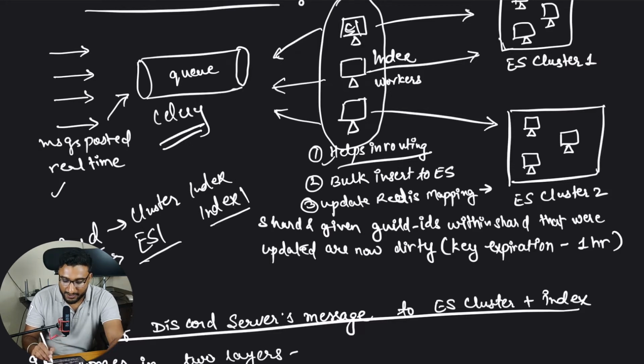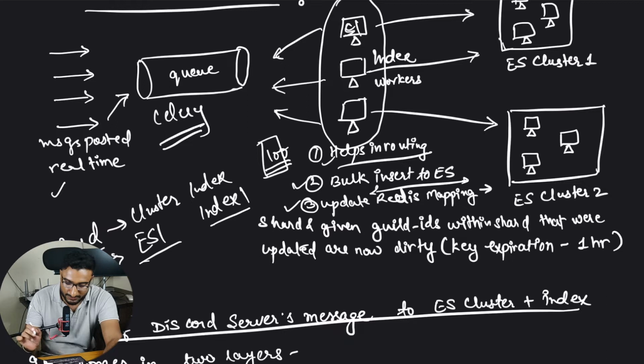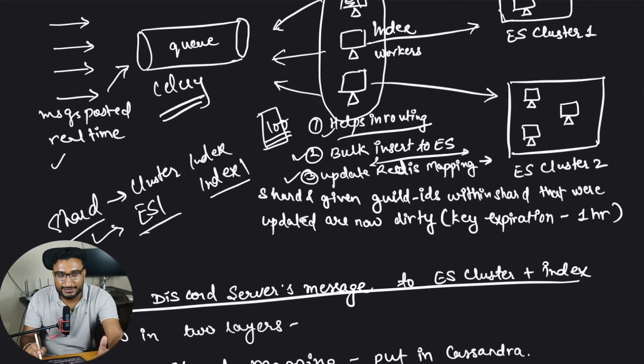Once that is done, I will insert the data into ES, and it will be done in bulk, right? I don't want to write the data again and again to Elasticsearch. I will write the data once I have collated multiple messages. Once I have, let's say, 100 messages, I will write them in bulk. Bulk basically means writing in batch to the Elasticsearch cluster. This is the second operation. The third operation is updating the Redis mapping. We will discuss this in some time. Shard and given guild IDs within the shard that were updated are now dirty. Key expiration is 1 hour.